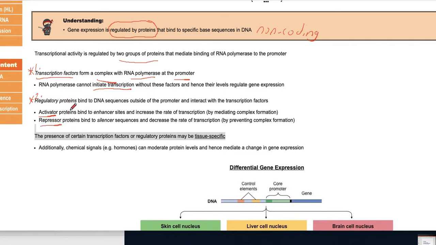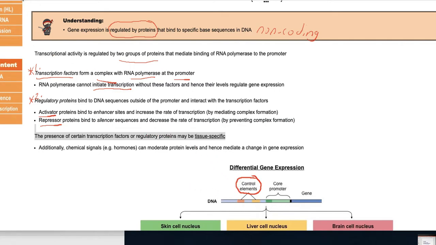What these regulatory proteins do is they bind to sequences outside the promoter region. These sequences outside of the promoter region are called control elements, okay? So here we see a picture of the gene that's going to get transcribed. Here we see in green the promoter region. And outside the region of what's going to get transcribed, we see these control elements, which are outside the promoter region. So we have activator proteins and repressor proteins that can bind to these control elements, all right?